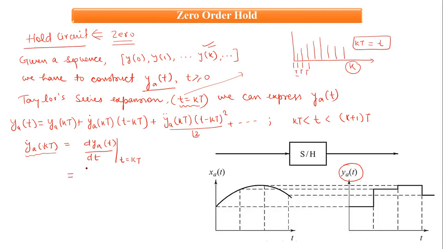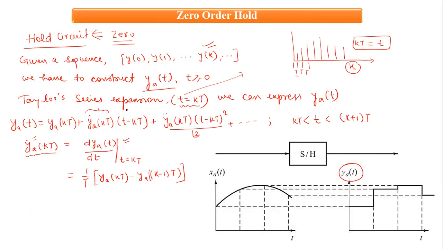You can find this out from the difference equation. The difference equation of this particular form is y_a(kT) minus y_a((k minus 1)T), divided by T. This is the difference equation form of the given dy by dt, and it represents the change in the value of the signal.